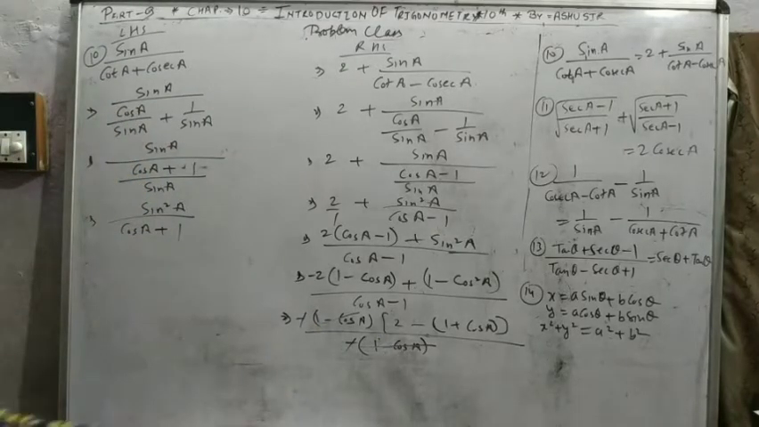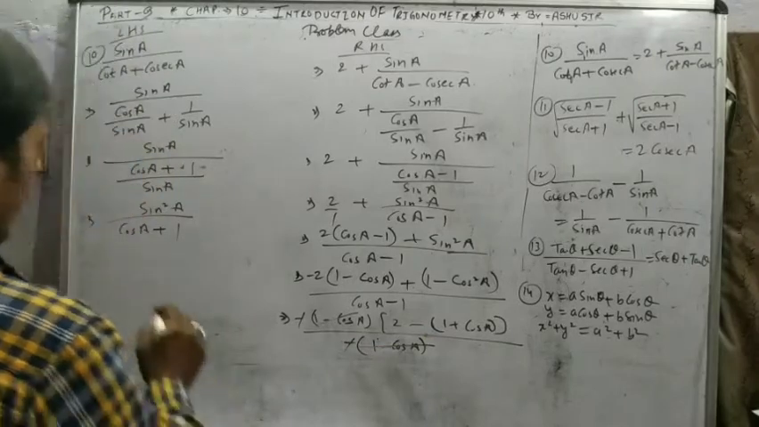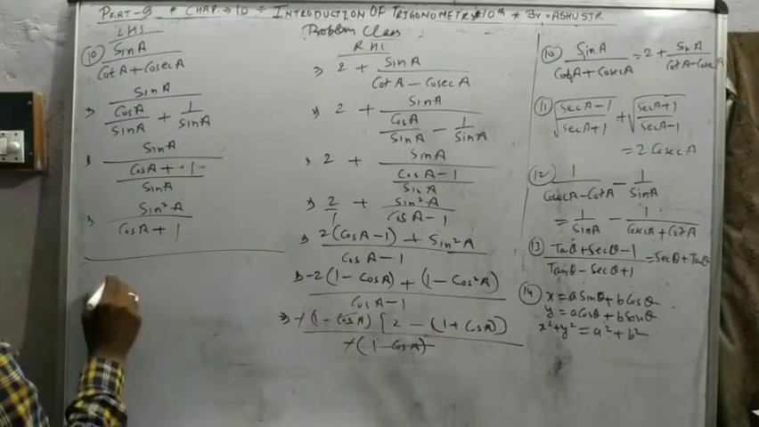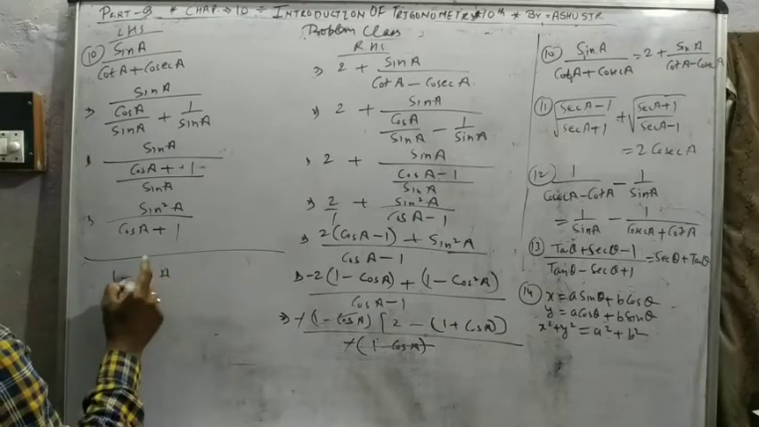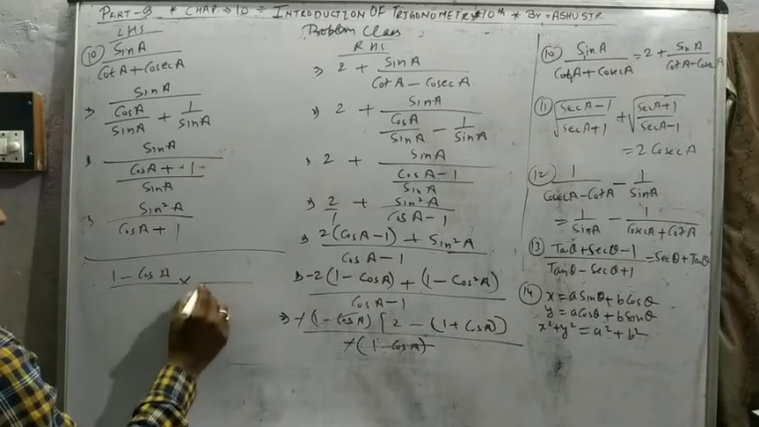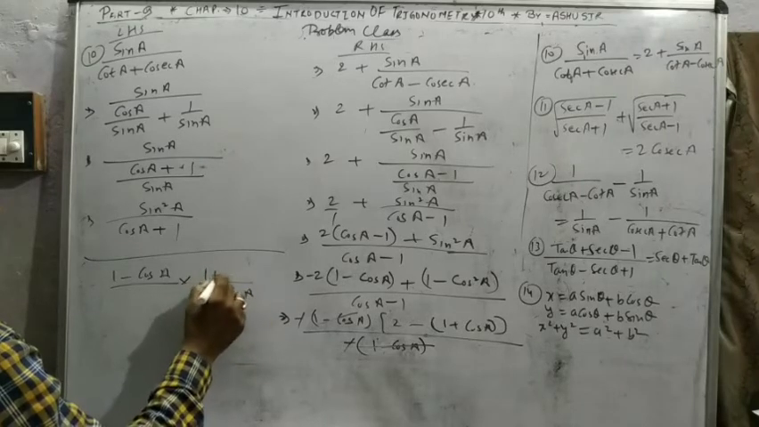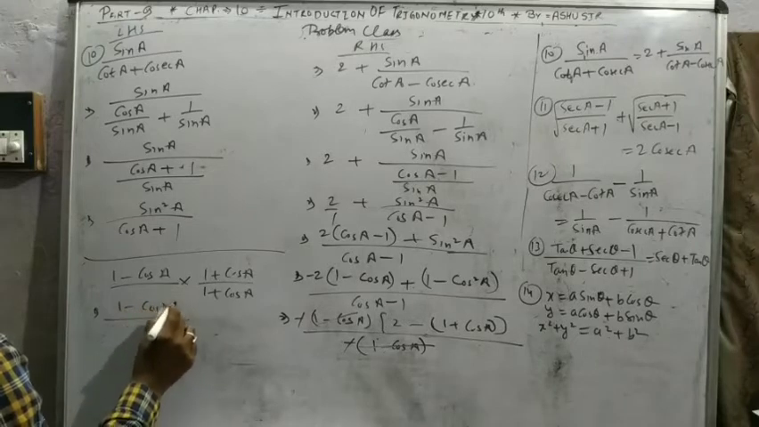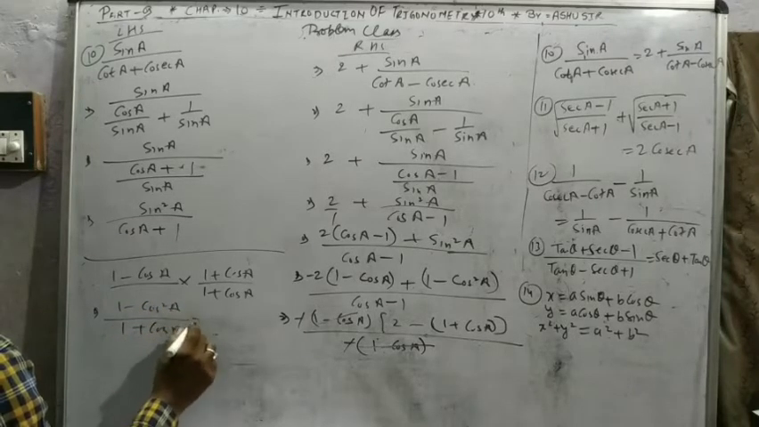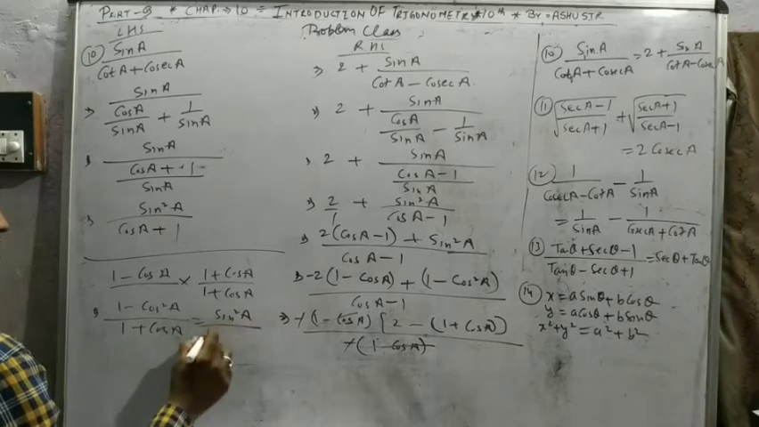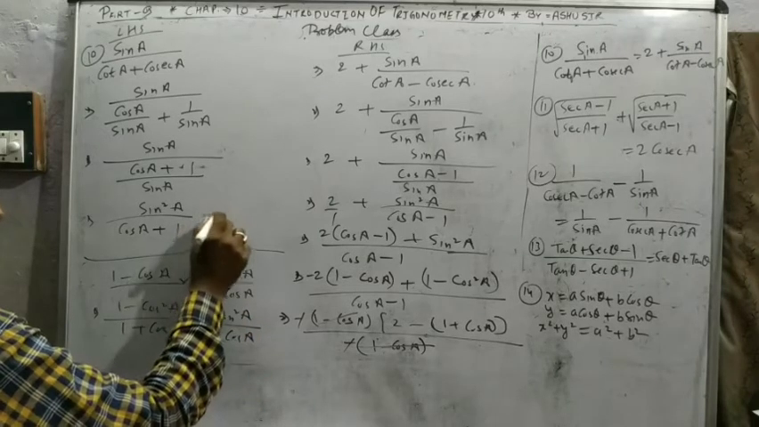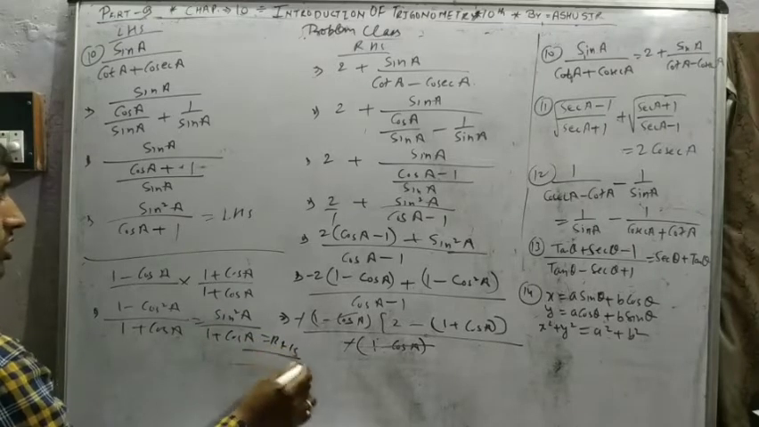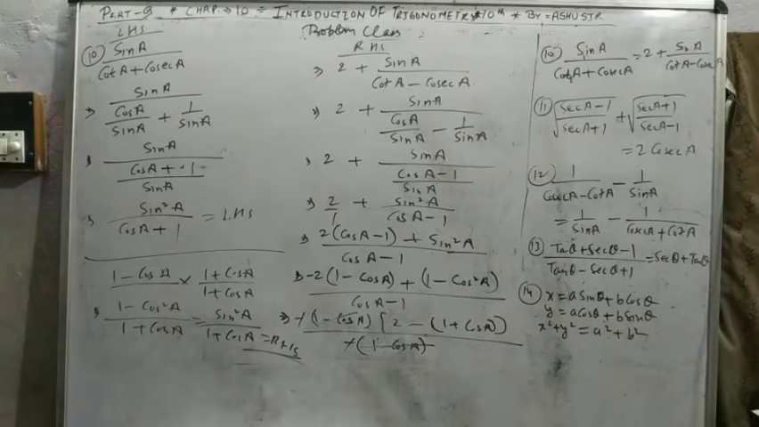And what do you get here? When you solve, you get 2 minus 1, only 1. 1 minus cos A, but we want 1 plus cos A, so multiply and divide. So 1 minus cos square A upon 1 plus cos A, that is sin square A upon 1 plus cos A. This is the value of LHS and this is the value of RHS. Okay, pause, we note down.